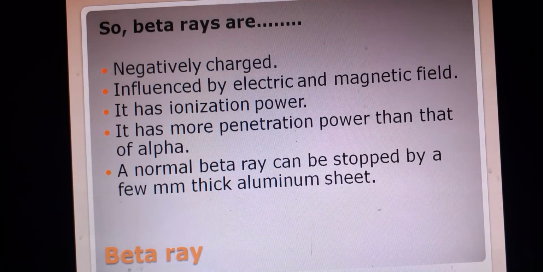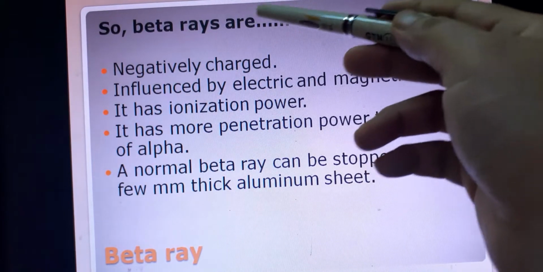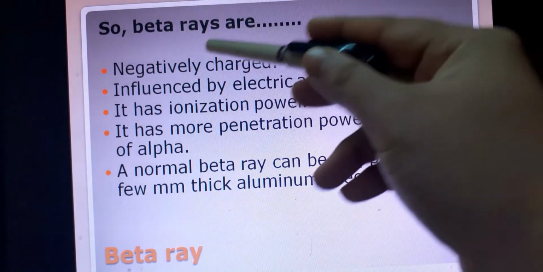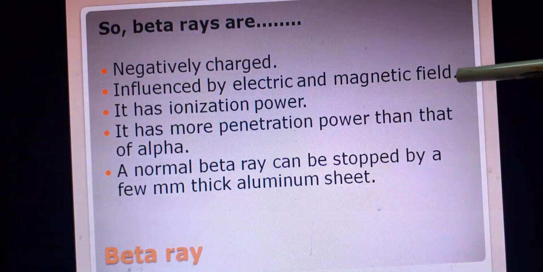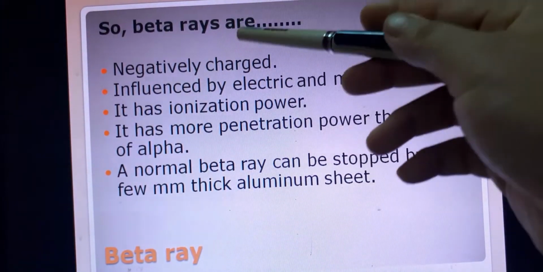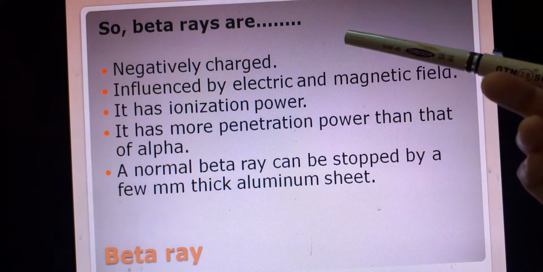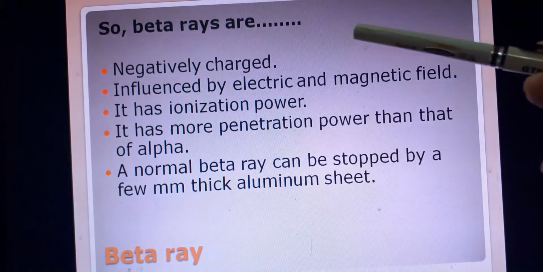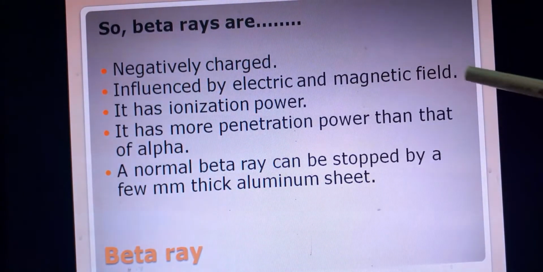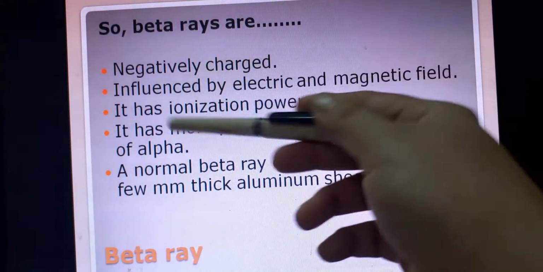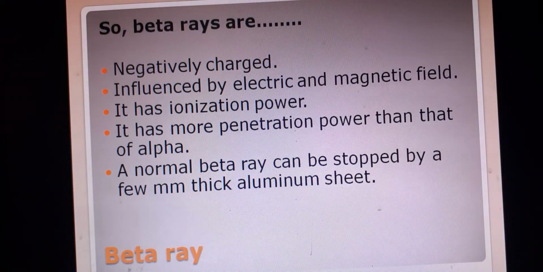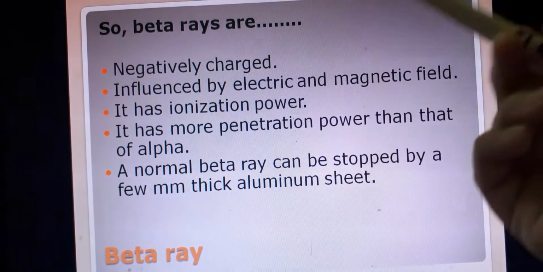So we are going to the characteristics of beta rays. Beta rays are negatively charged, influenced by electric and magnetic field, because beta rays are charged, negatively charged, and we know that beta rays are the fast moving electrons. So electrons are negatively charged, they are influenced by electric and magnetic field. It has ionization power because when beta rays pass through the molecules and atoms of a matter, due to the collision with them, it ionizes the matter.